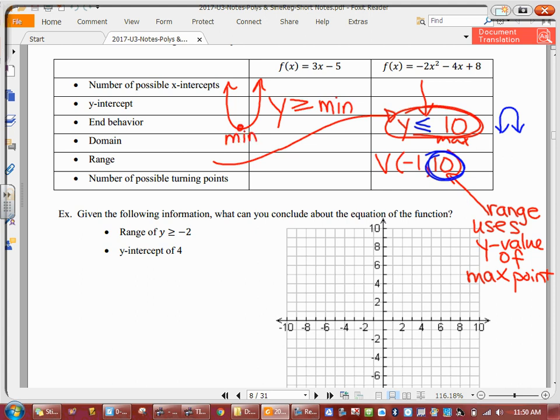And our vertex, again, tells us our max point, but it tells us where we can chop our graph in half, where we can fold it, and it'll be a mirror image on itself. Okay? That's our axis of symmetry that does that. That's just the X number. Okay? The Y number is how high or how low it goes. Okay, this concludes lesson 3.1b, analyzing equations of polynomials.